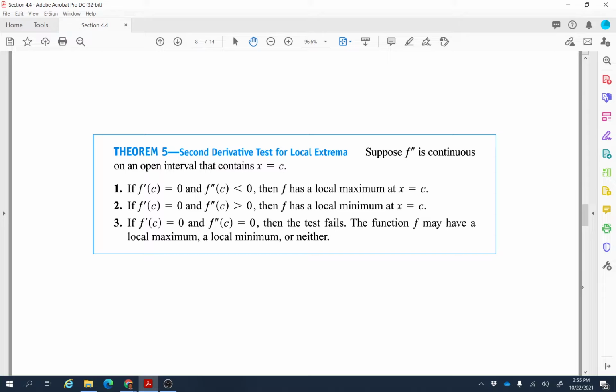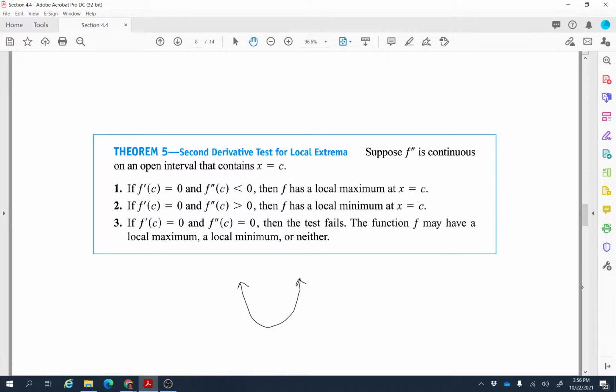So there is a second derivative test for finding the local maximum or minimum value. For that, suppose the second derivative is continuous on an open interval that has a point c, then if the first derivative at that point is 0 and the second derivative is negative, then the function has a local maximum at c. Because you can see that second derivative negative means the graph would be concave up.